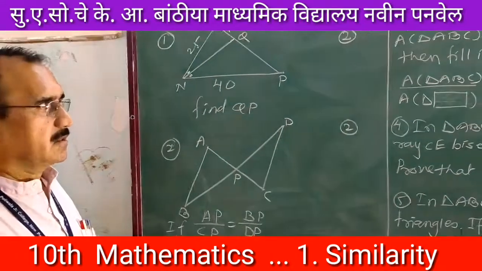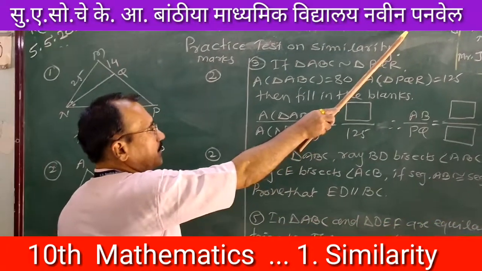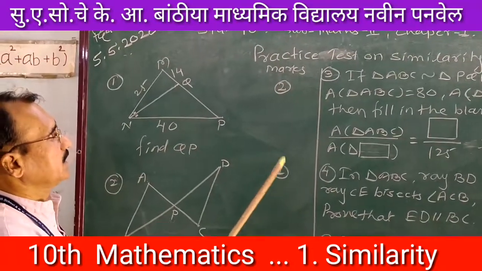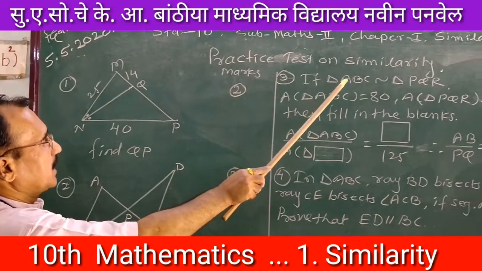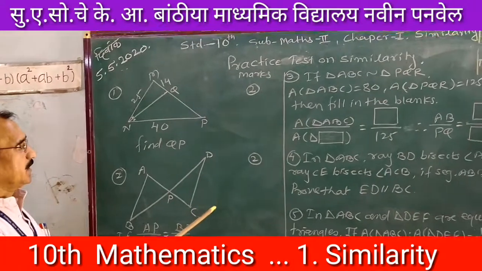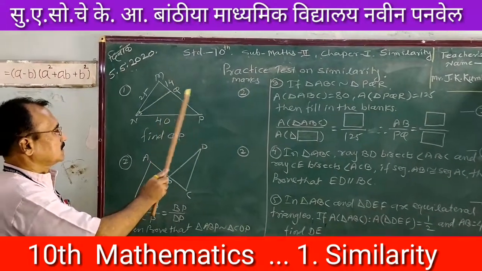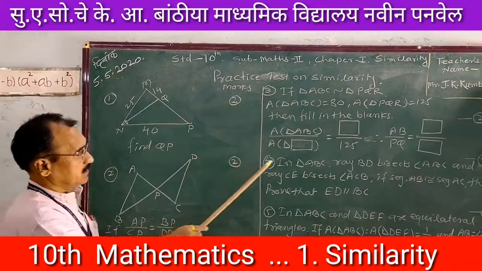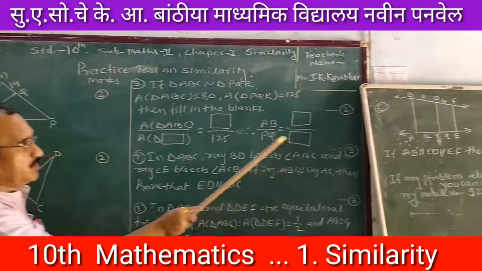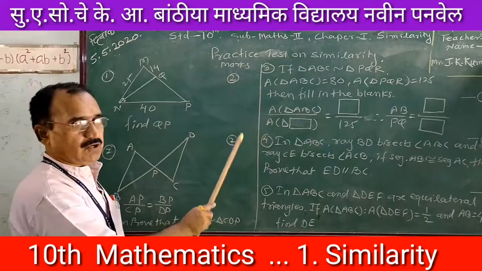Students, our first chapter, named similarity, is completed. After this first chapter, we are going to see the practice test on similarity. This is for your homework. There are 6 examples given here, and these are the marks. This example carries 2 marks, this 2 marks, this one 2 marks, 3, and this one 3 marks. Means 15 marks. The practice test is already given to you. You try to solve it at home.